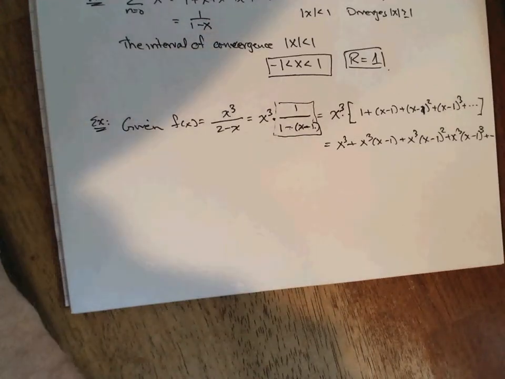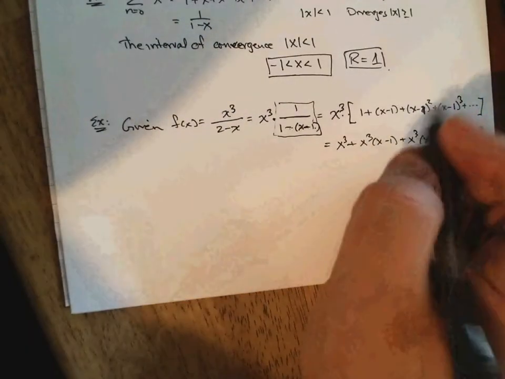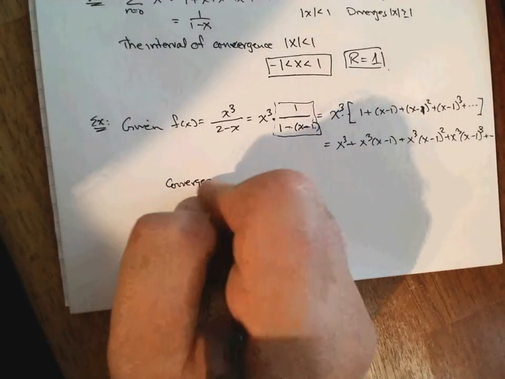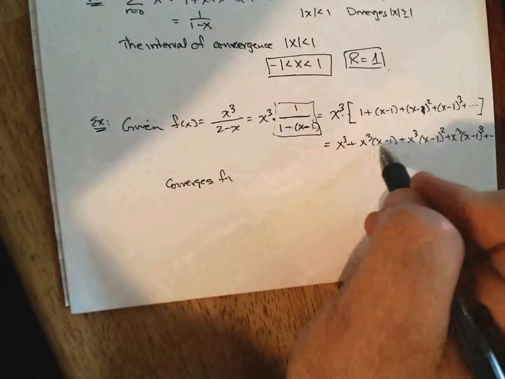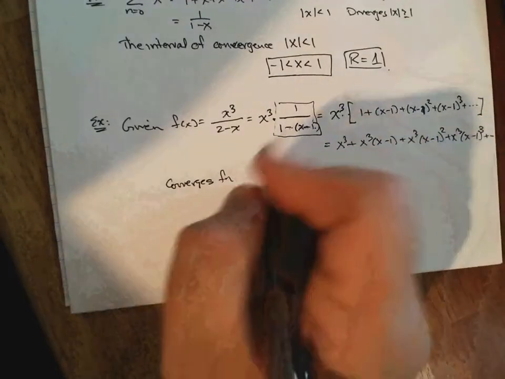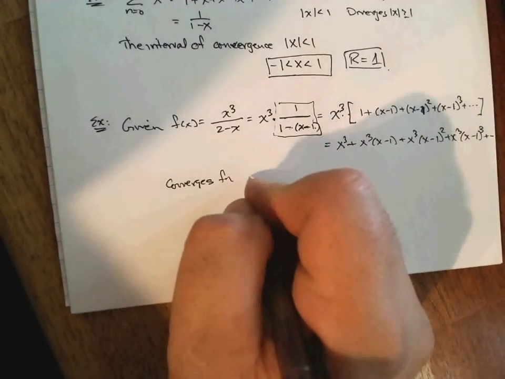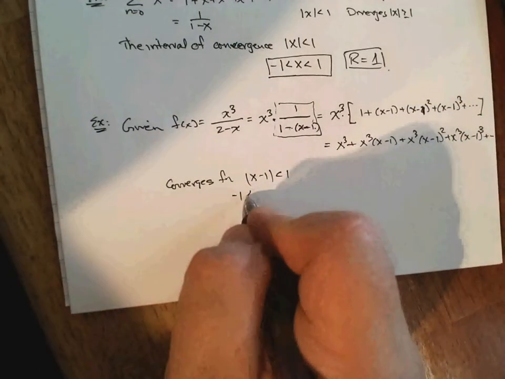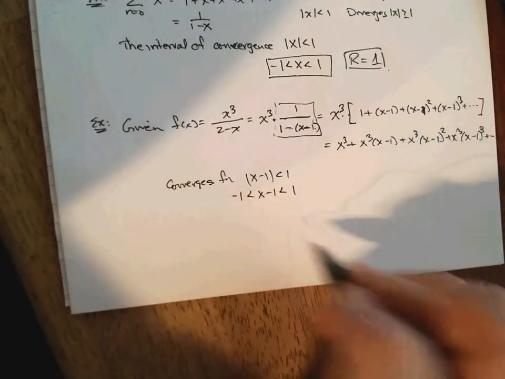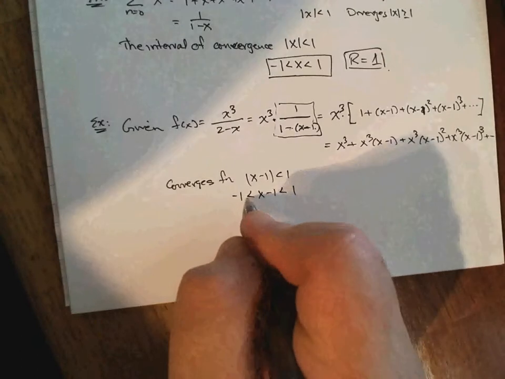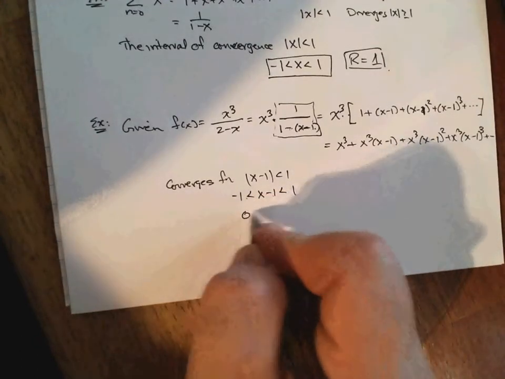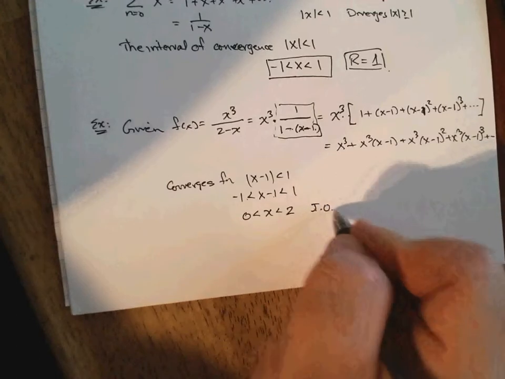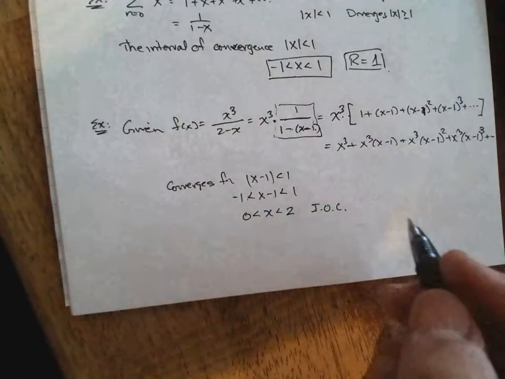All right, now, what would be the interval of convergence? Well, this is geometric still, and so it's going to converge for this thing here, the r value in the geometric series, less than 1, which means that x minus 1 is between -1 and 1. Now, if you add 1 everywhere here, you get, there's the interval of convergence.